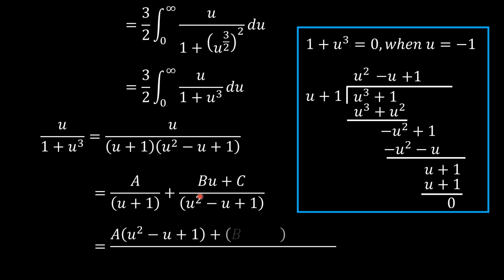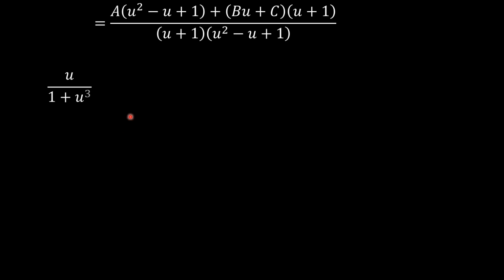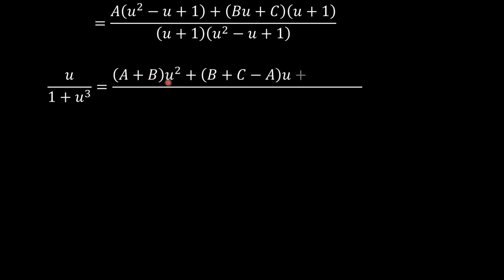So when we recombine this fraction with a, b, and c as the constants, we'll soon come to an expression that is u over 1 plus u cubed being equal to a plus b times u squared plus b plus c minus a times u plus a plus c, all over u plus 1 times u squared minus u plus 1. So looking at this, if the fractions are equivalent, then a plus b should be equal to 0. b plus c minus a must be equal to 1 because there's a hidden 1 here, and a plus c must be equal to 0.